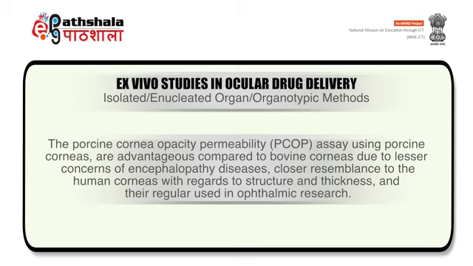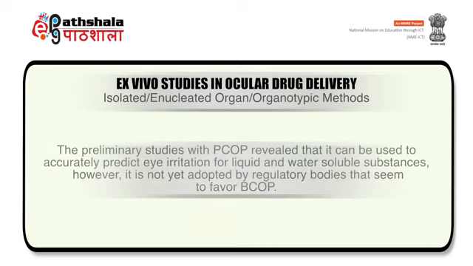In the porcine cornea opacity permeability assay, porcine corneas are advantageous compared to bovine corneas due to lesser concerns of encephalopathy disease, closer resemblance to the human corneas with regard to the structure and thickness, and their regular use in ophthalmic research. Preliminary studies with the PCOP reveal that it can be used to accurately predict eye irritation for liquid and water soluble substances. However, it is not yet adopted by the regulatory bodies, which seem to favor BCOP.